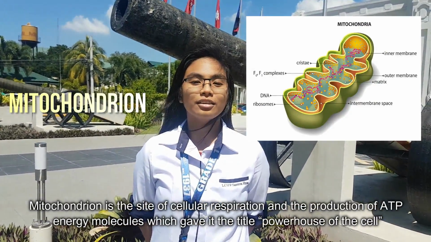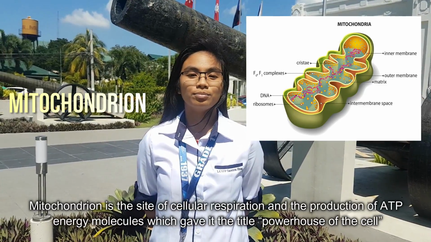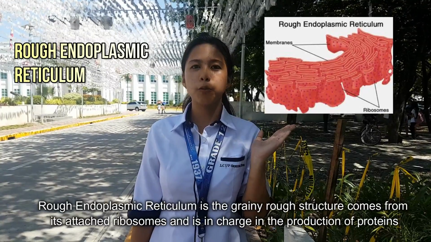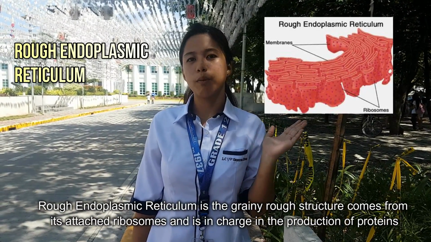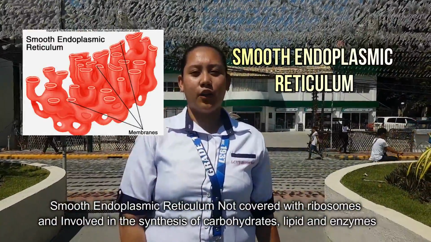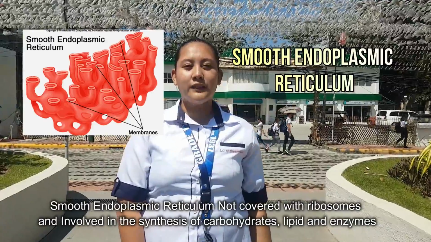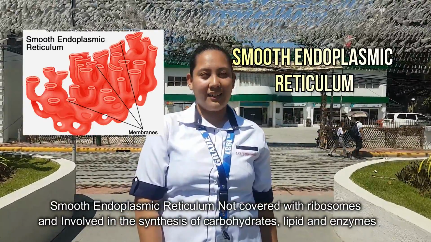Mitochondria is the site of cellular respiration, also known as the powerhouse of the cell. Rough endoplasmic reticulum, the grainy structure of the cell, is in charge of the production of proteins. Smooth endoplasmic reticulum is not covered with ribosomes and is involved in the synthesis of carbohydrates, lipids, and enzymes.